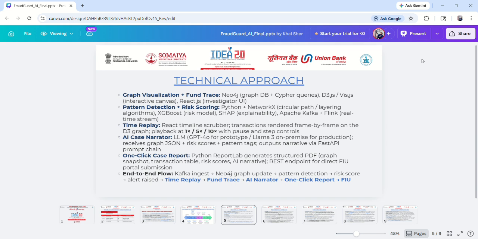The tools we are using for pattern detection are Python plus NetworkX, XGBoost and SHAP, where Python plus NetworkX detects patterns in a graph, XGBoost calculates the fraud risk score, and SHAP explains why something is risky. So basically, the system does not only find the fraud but shows how risky it is and why.